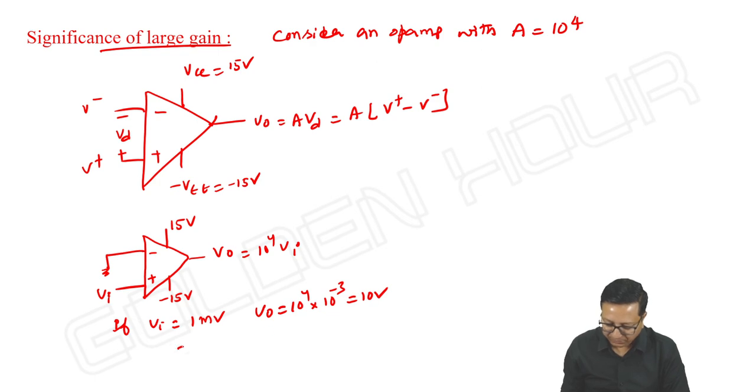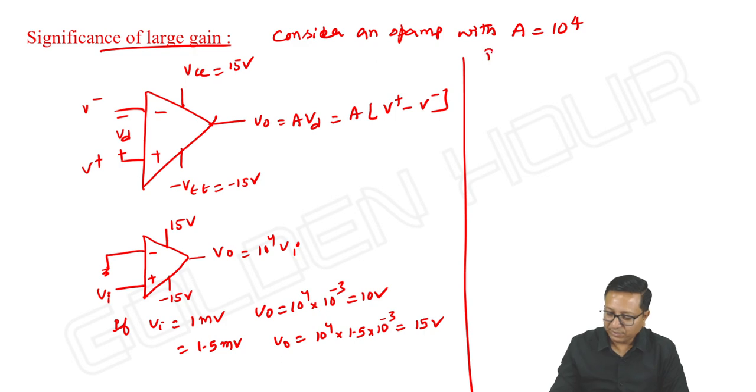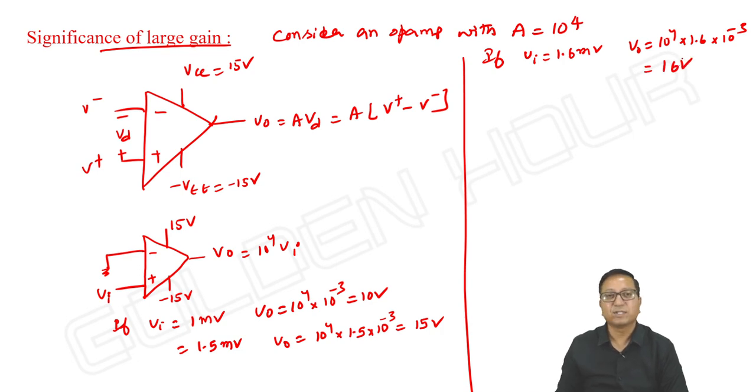And suppose my input is 1.5 millivolt, the corresponding output is 10 power 4 into 1.5 into 10 power minus 3. It is 15 volts. Excellent. Whereas if my input is equal to 1.6 millivolt, what is the corresponding output? Gain 10 power 4 into 1.6 into 10 power minus 3, 16 volts. Is it possible? No. The output should never exceed the power supplies. So, not possible.